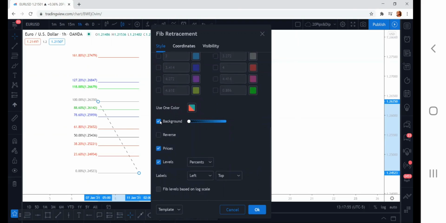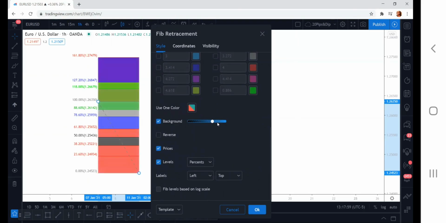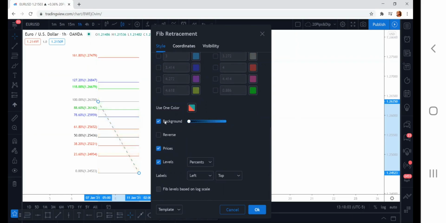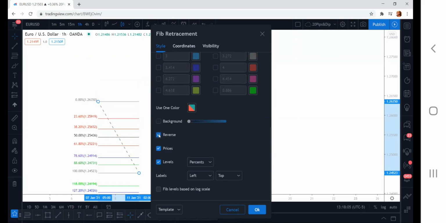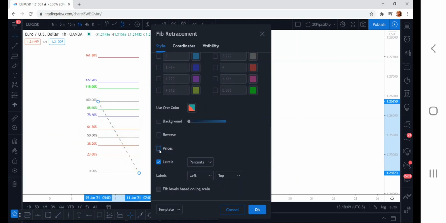Then you have the opportunity to add a background like this, if you want to, right? Some people have it there, okay? Some people have it like this, all right? You can add price, the actual price of the currency you're looking at. I like that, so I have that there. Then you have the levels, and you can put the actual value as the decimal, or you can put it as percents. I like to keep it as percents.